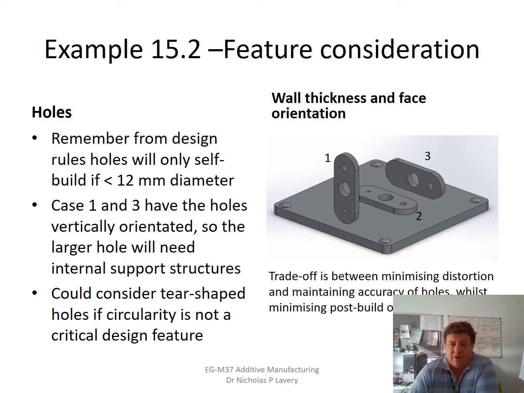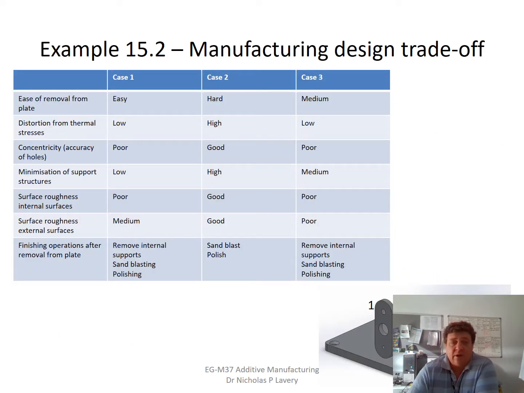Okay, so now the trade-off here is to consider, for the wall thickness and face orientation, a trade-off between minimizing the distortion and maintaining the accuracy of the holes while minimizing post-build operations. So a good structure to look at a manufacturing report in terms of additive manufacturing is laying it out in a table. So we have a series of considerations that we might want to take into account for each of the different cases of the orientation. The ease of removal from the plate.